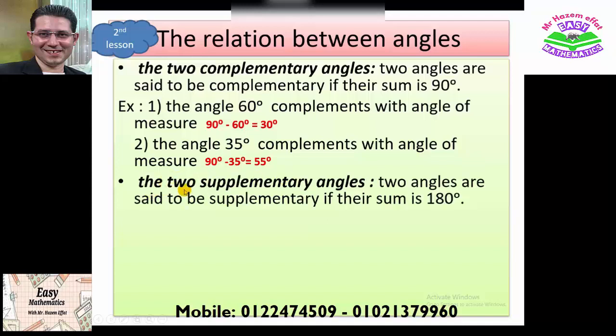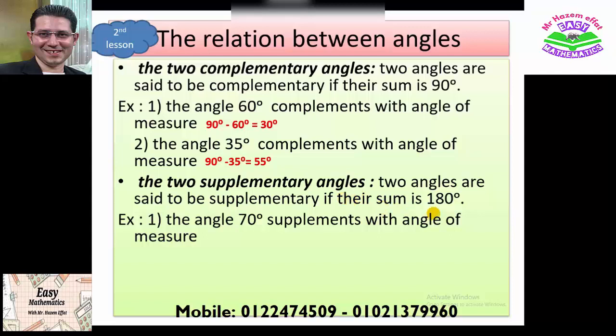Now we're gonna talk about the two supplementary angles. What is the meaning of two supplementary angles? Two angles are said to be supplementary if their sum is 180 degrees. For example, if we have two angles 80 and 100 degrees, we can say they are two supplementary angles. Or another, if we have 90 and 90 degrees, both of them are two supplementary angles also.